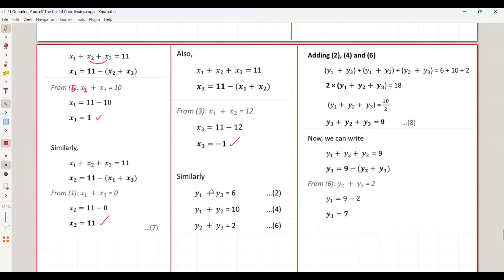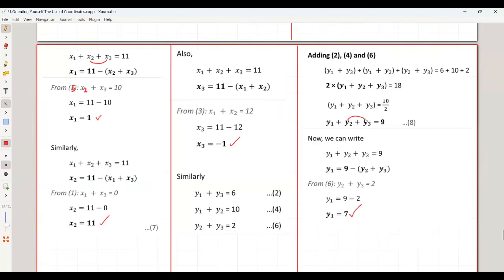The same process we have to do for the y value. Now we have to take equations number 2, 4, 6. Add 2, 4, 6. We are getting y1 plus y2 plus y3 is equal to 9. The same is for finding y1. You keep y1 this side. Take these two to the next side and apply the value for y2 plus y3. y2 plus y3 is given as 2. 9 minus 2 is 7. So we got the y1 value.